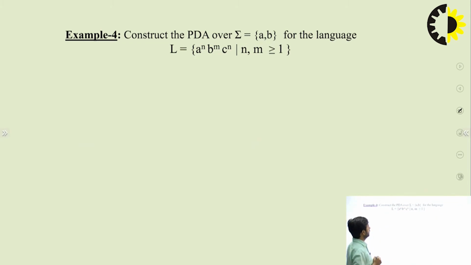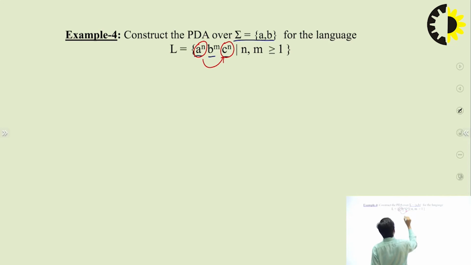Construct the PDA over sigma equal to A comma B such that language A raised to power n, B raised to power n, C raised to power n. So here the comparison is between A raised to power n and C raised to power n. There is no comparison between A raised to power n and B raised to power n. So simply we skip B.